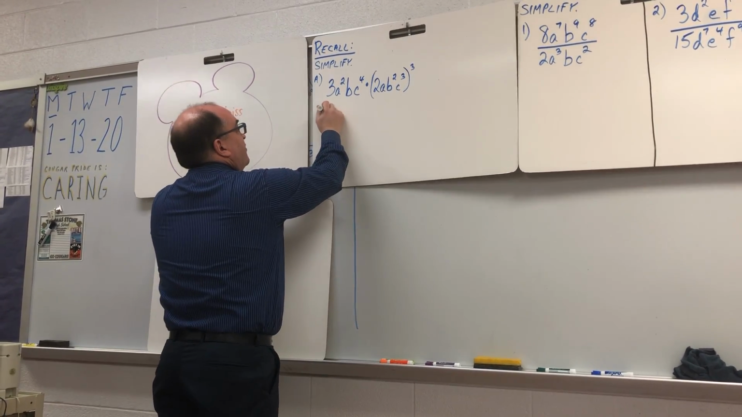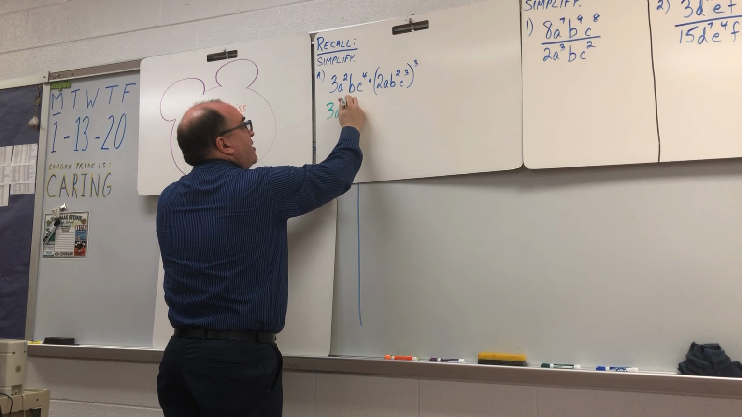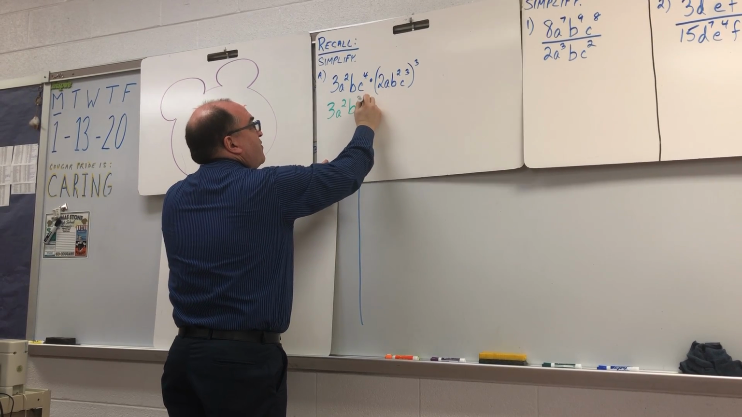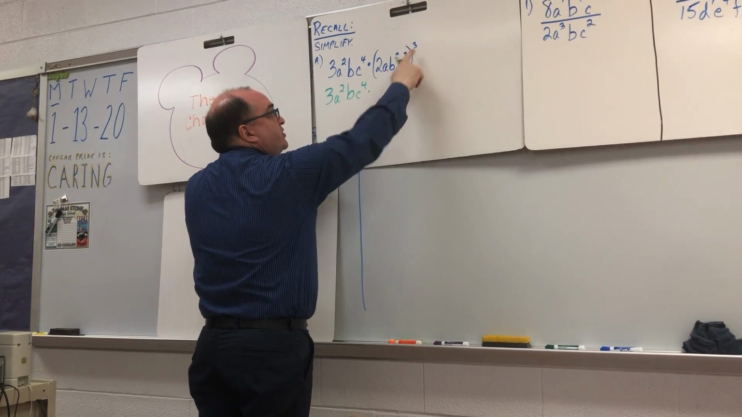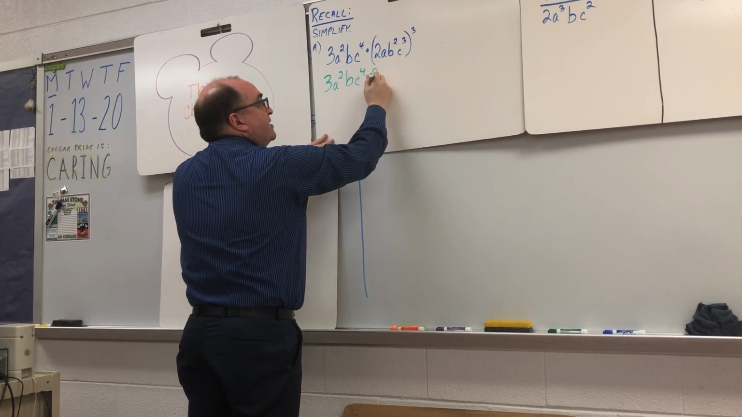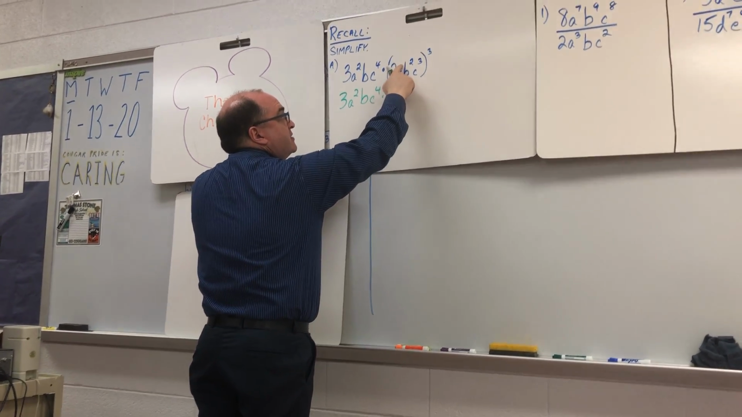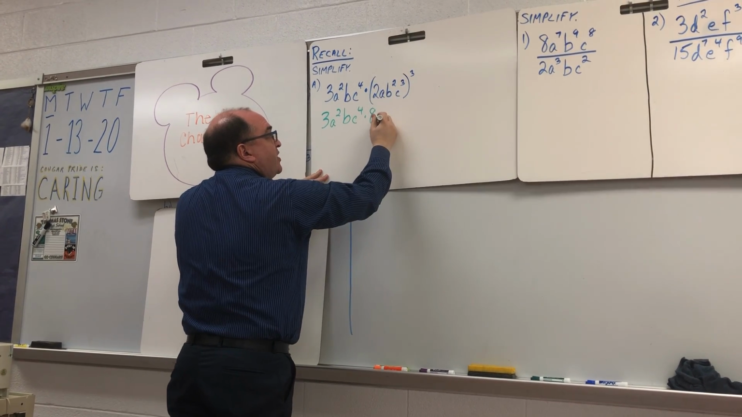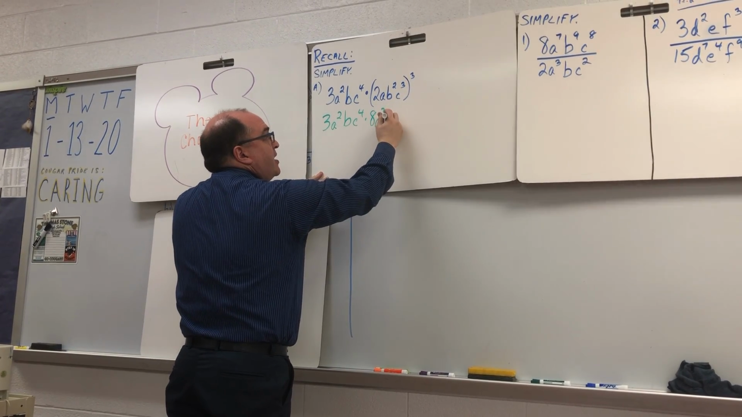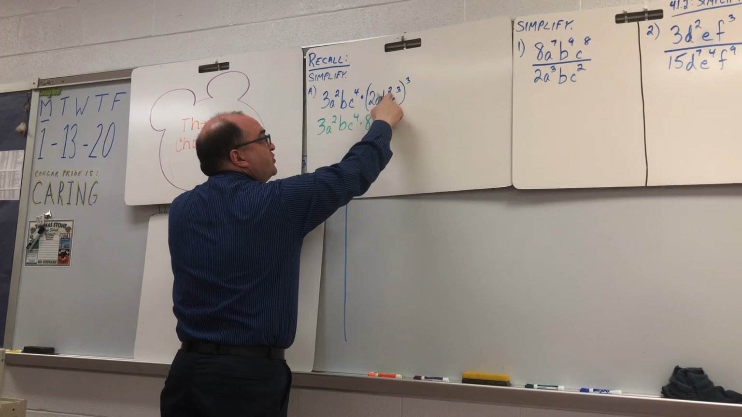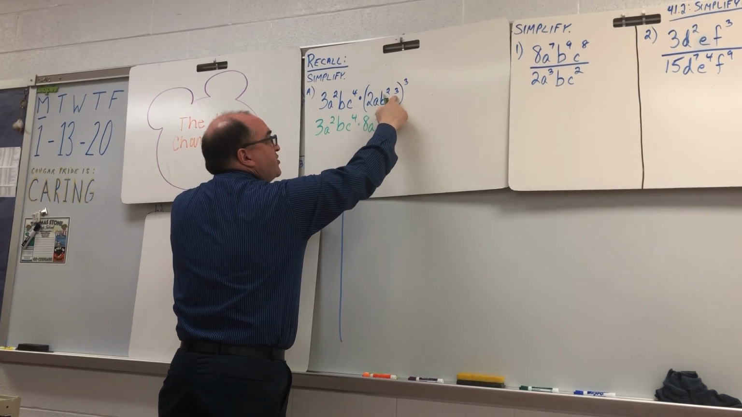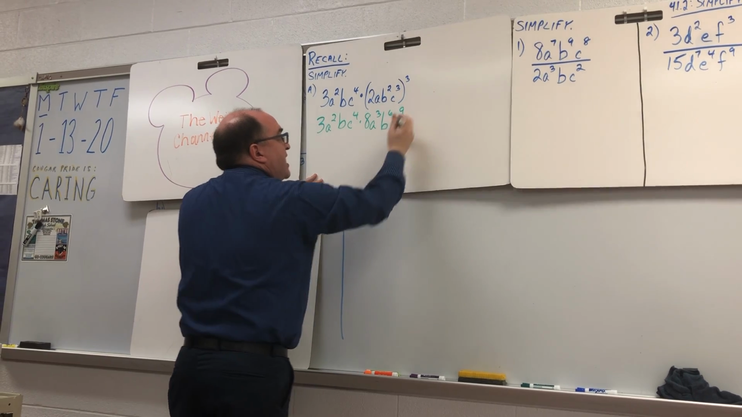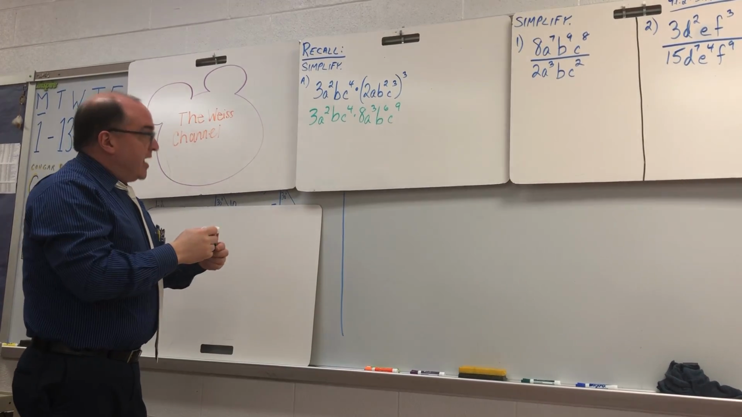I'm going to say we got 3a squared b c to the fourth times, you take 2 to the third, right? 2 to the third is 8. A to the 1 times 3, that's a to the third. B to the 2 times 3, that's 6. And c to the 3 times 3, that's 9. Now we put it all together.